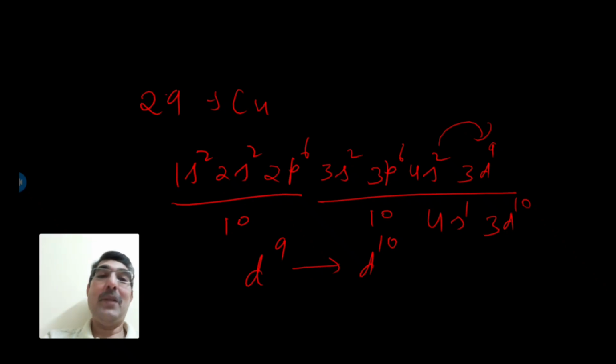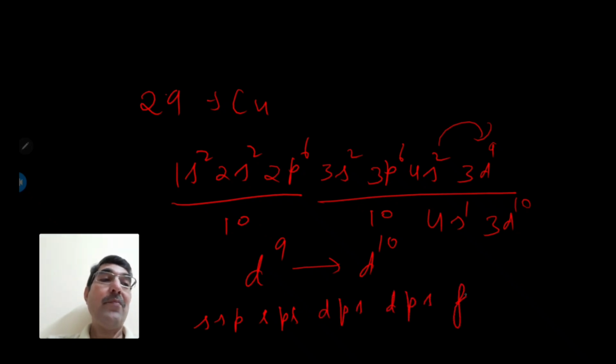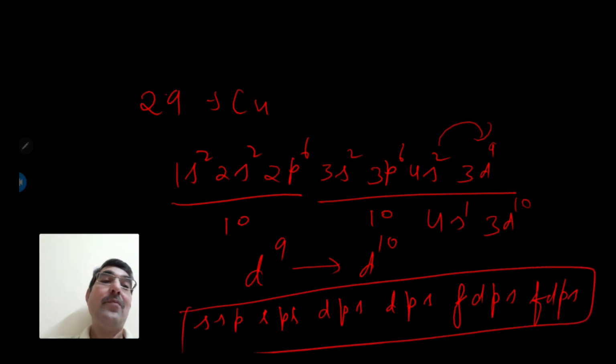So I hope this makes sense to you and you can easily write the electronic configuration provided you know the sequence: s, s, p, s, p, s, d, p, s, d, p, s, f, d, p, s and f, d, p, s. The whole periodic table will come under this: s, s, p, s, p, s, d, p, s, d, p, s, f, d, p, s, f, d, p, s.